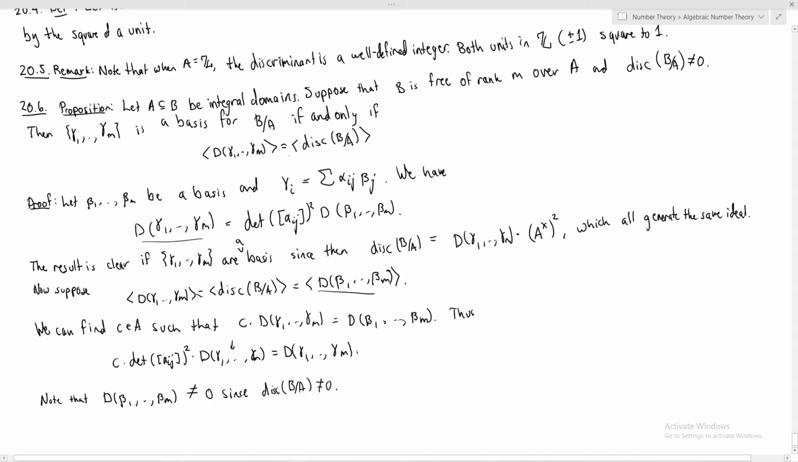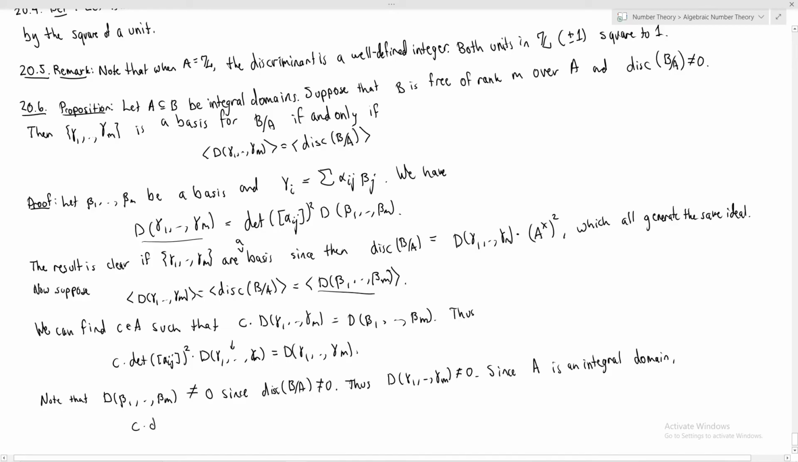And since these two things generate the same ideal, the discriminant of the gamma i's has to also be not 0. Otherwise, it would generate the 0 ideal, and these two ideals wouldn't be the same. Okay, since we're in an integral domain, I can cancel things. Since A is an integral domain, I guess really, it seems like I only need that A is an integral domain.